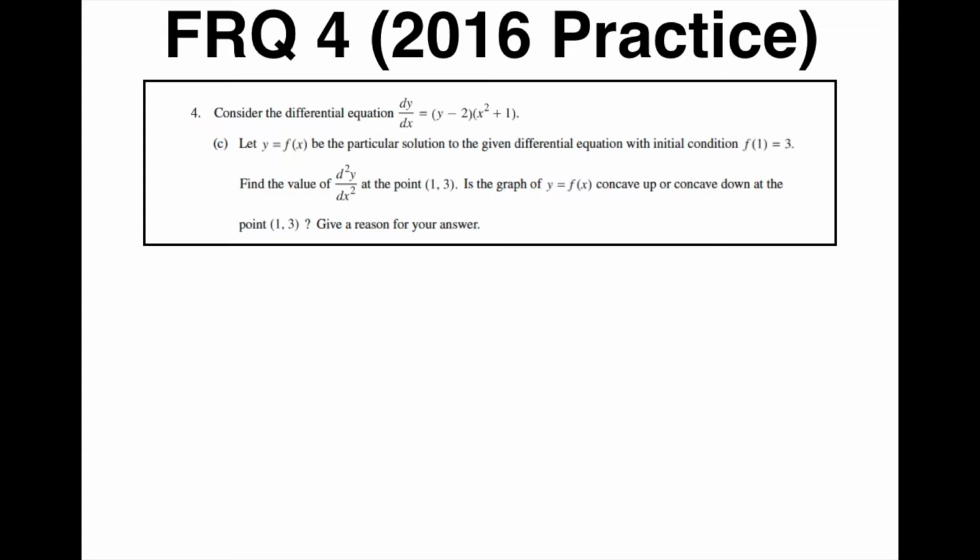Finally, question C introduces a new particular solution. This time we are looking for a function f of x such that the initial condition is f of 1 equals 3. So we could redo exercise A again and find another function that would also fit the differential equation, but it would go through the point 1, 3 instead of 0, 5. I did it, and we'll see the graph in a minute. But the question is, find the value of the second derivative at the point 1, 3, and then answer the question, is the graph y equals f of x concave up or concave down at that point? Give a reason for your answer.